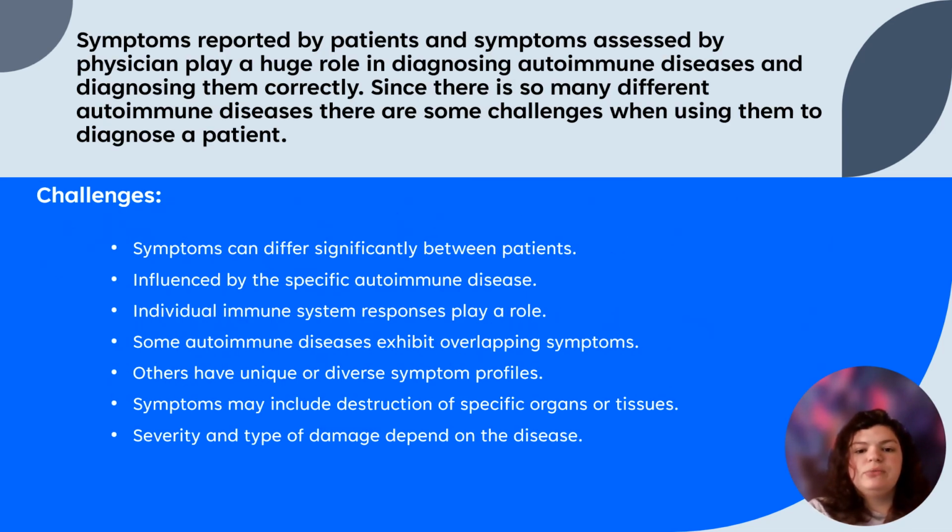With autoimmune diseases, there is always a wide range of symptoms that are involved. Symptoms reported by patients and symptoms assessed by physicians play a crucial role in diagnosing autoimmune diseases and diagnosing them correctly. Since there are so many different autoimmune diseases, there are some challenges when using them to diagnose a patient. Some of these challenges can be that the severity of these diseases and the symptoms vary drastically between patients. Some of these symptoms are influenced by specific autoimmune diseases. Individual immune system responses also play a role. Some autoimmune diseases exhibit overlapping symptoms. Others have unique or diverse symptom profiles. Symptoms may include destruction of specific organs or tissues. Severity and types of damage depend on the disease.